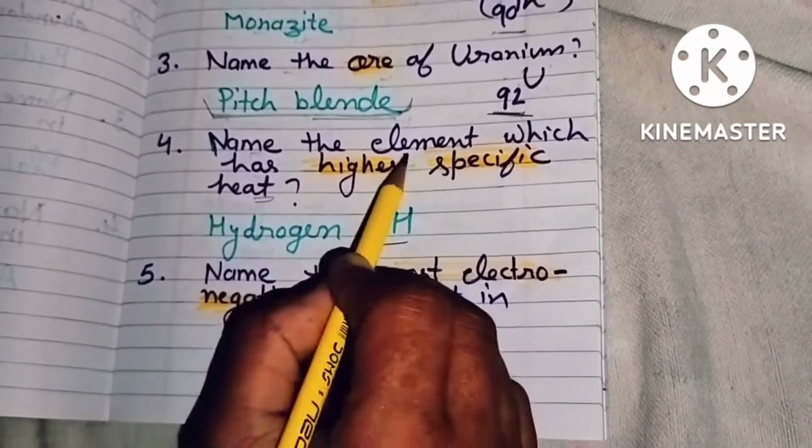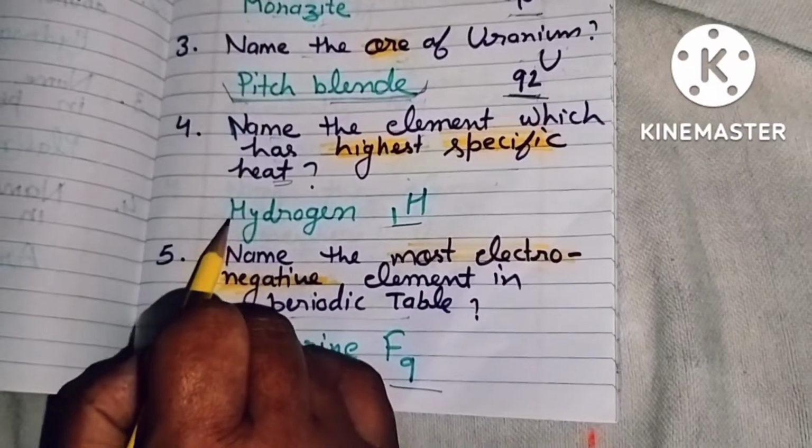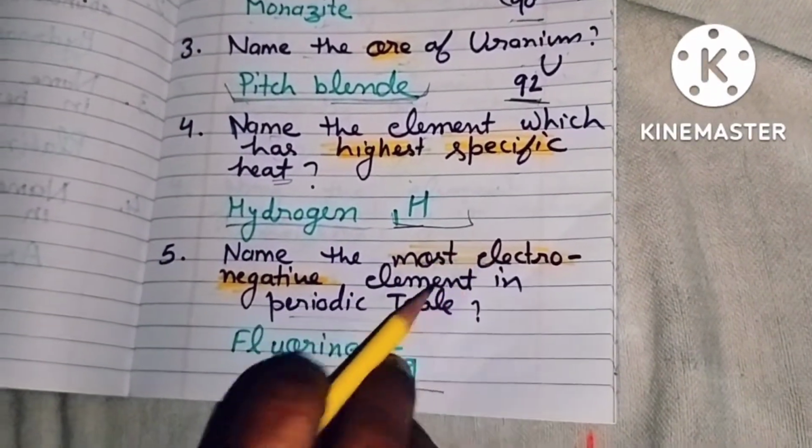Next, name the element which has the highest specific heat. The highest specific heat is that of hydrogen.